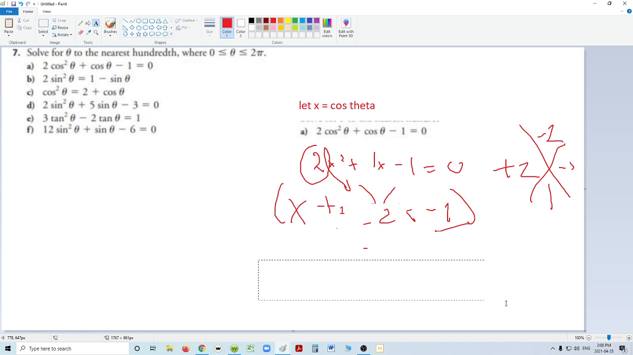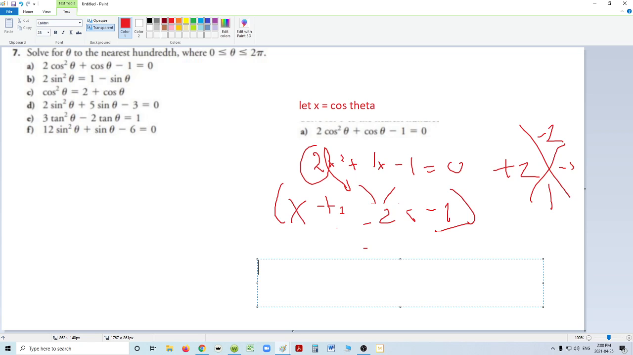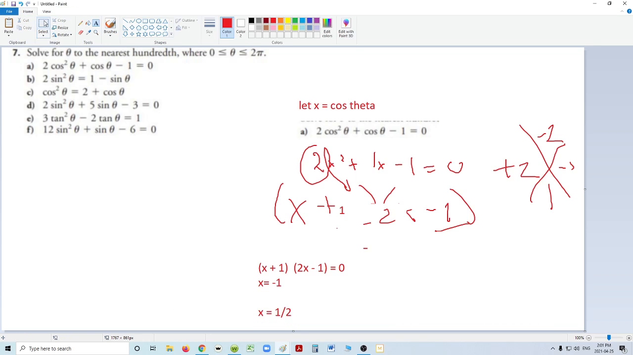So the two factors I'm dealing with are x plus 1 and 2x minus 1 is equal to 0. And then I can continue and solve for x for each of these brackets using the same logic as I used last question. For the brackets to be equal to 0, x must be minus 1 or x must be a half. At this point, I bring back my cos theta and replace the x backwards and solve.